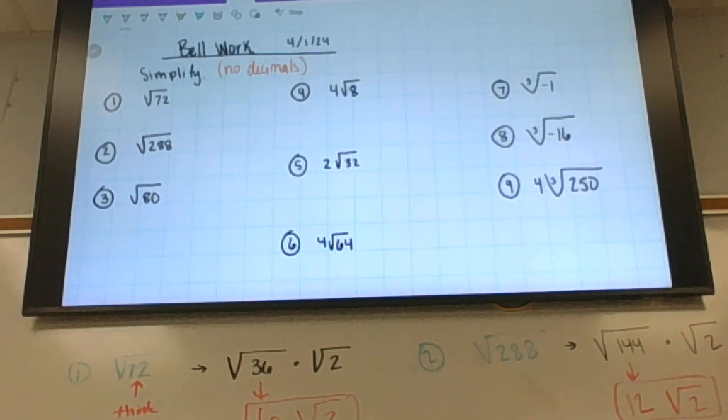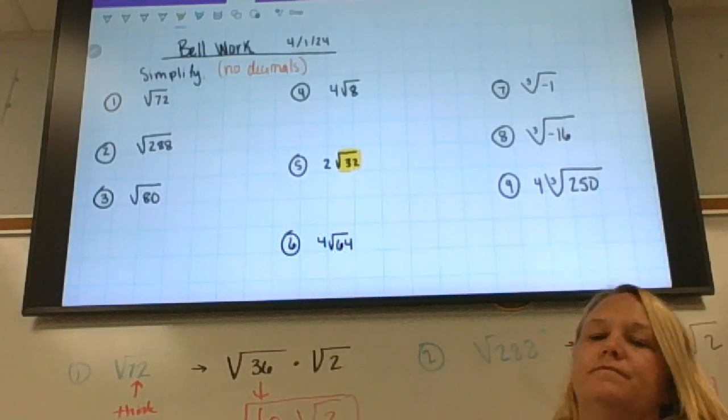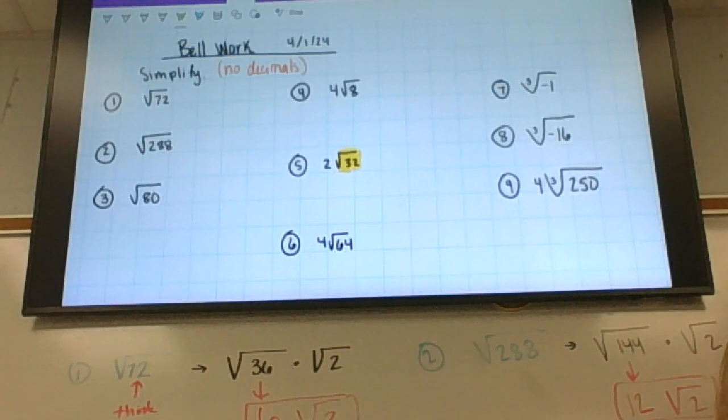Okay. So moving on to number 5. I'm going to ignore the 2 out front, and I'm focusing all my attention on the 32. Using my list, I'm trying to find numbers that 32 will divide by. I believe 32 divides by 16. Anybody confirm that? Okay.